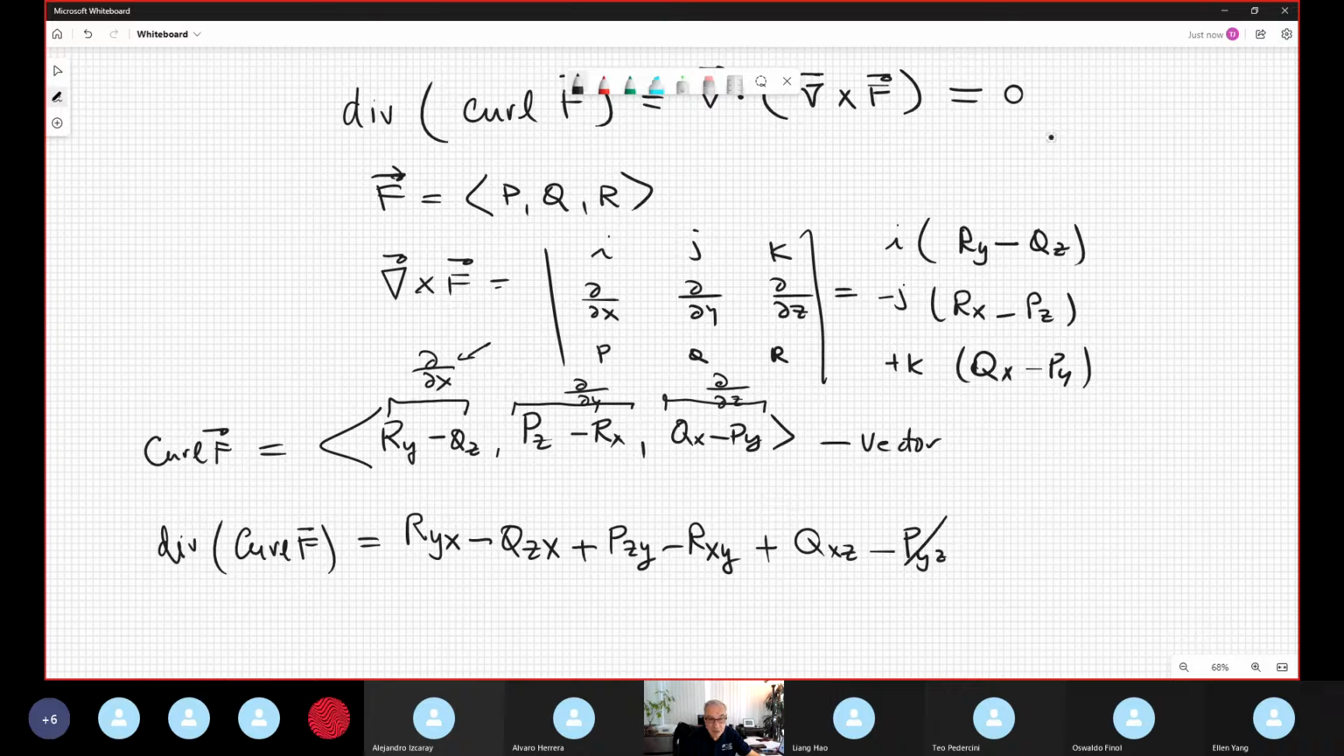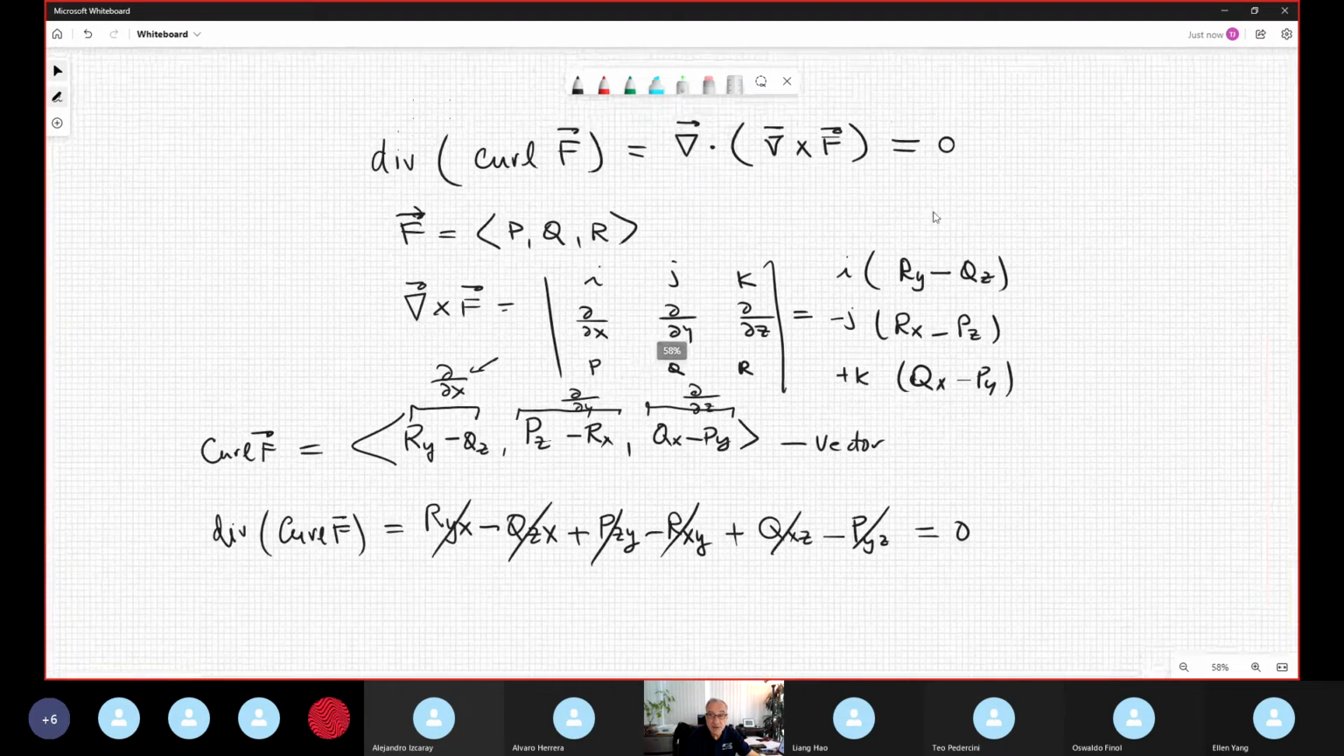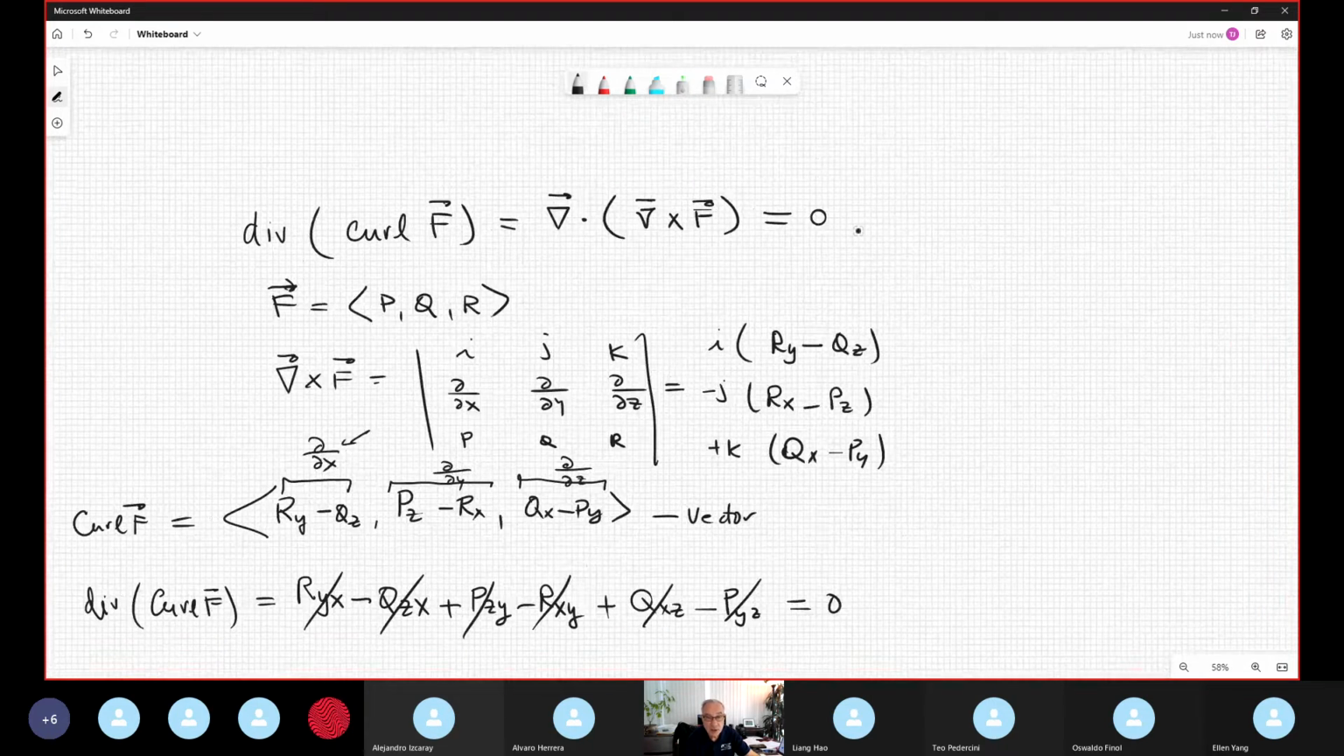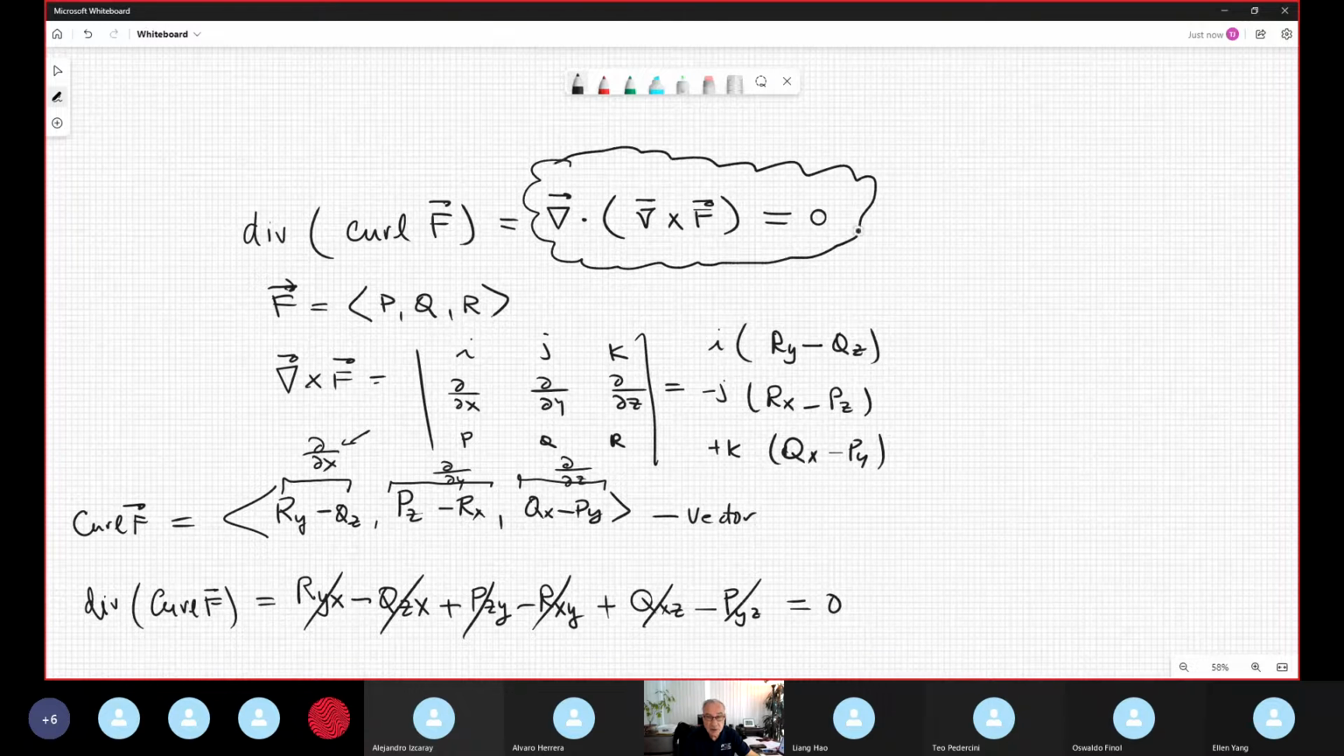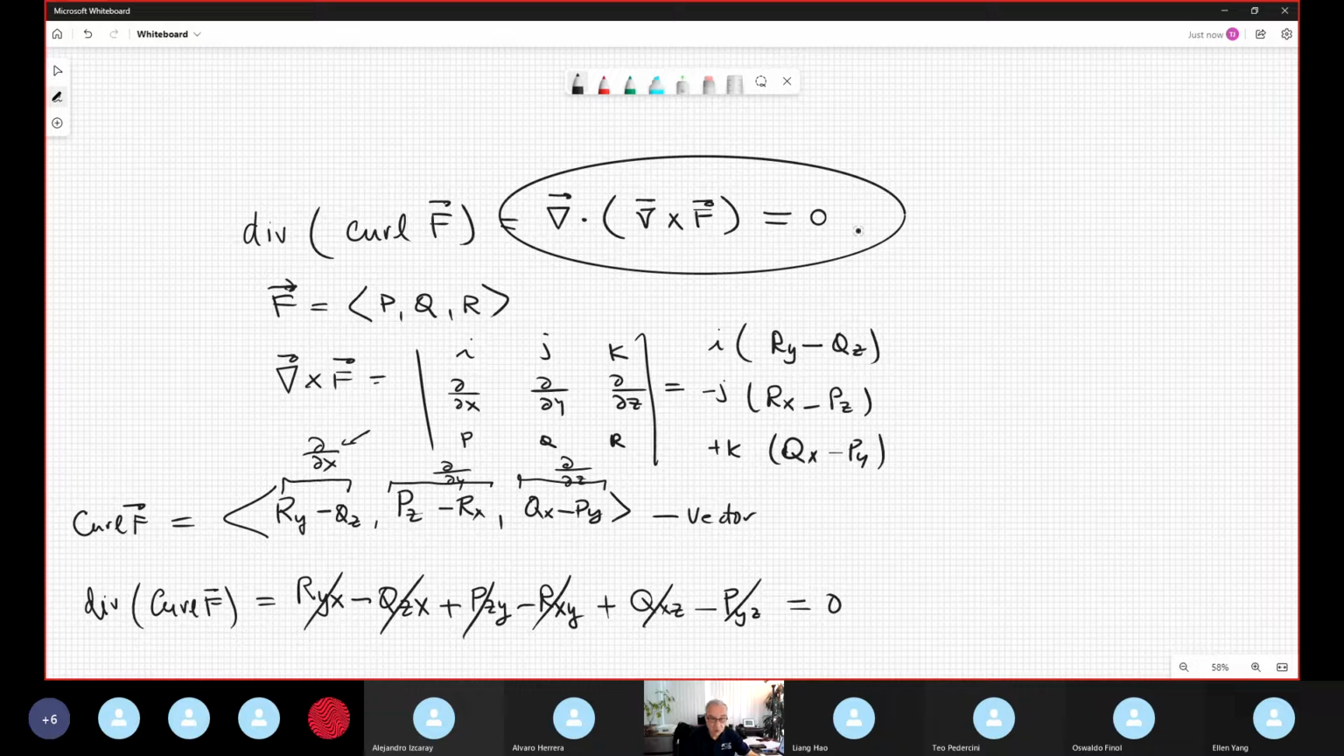Wow, and this cancels with that, and this cancels with that, because you know the order is not important, and this cancels with that. And the answer is 0. Conclusion: this identity we don't use every day, but we use it frequently. So the divergence of the curl is zero.